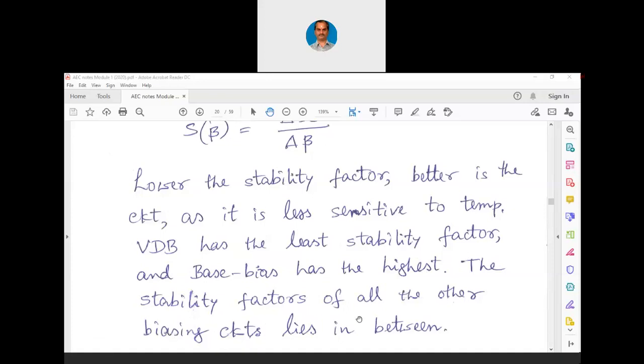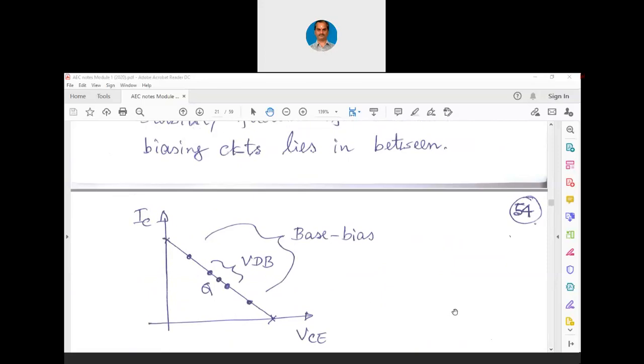The stability factors of all other biasing circuits are lying in between. Means we have discussed three circuits there. The stability factor of the self bias is lying in between. There are many other biasing circuits that are available in BJT, but we have purposefully not put them in curriculum at all because they are not of much practical importance nowadays. So we have discussed only three biasing circuits primarily. So just look at this diagram now.